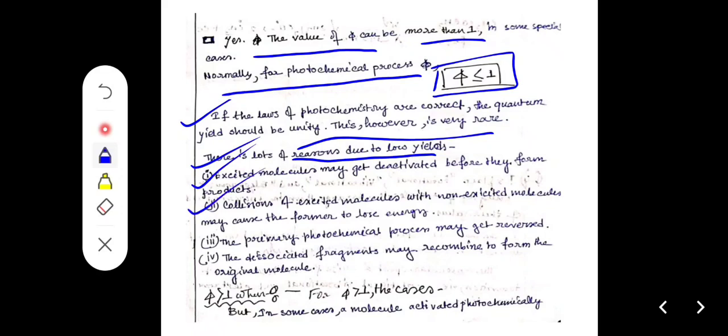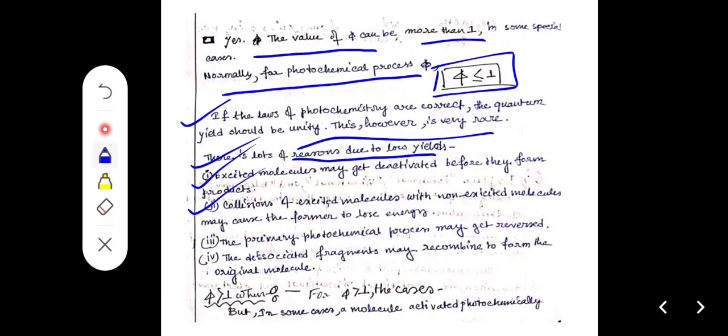Second, collision of excited molecules with non-excited molecules may cause the former to lose energy. If molecules are excited and ready to produce product, but before this they collide with some non-excited molecules, energy is exchanged, so the overall energy of the excited molecule decreases and the chemical yield decreases. So phi is also less than 1 in that case.